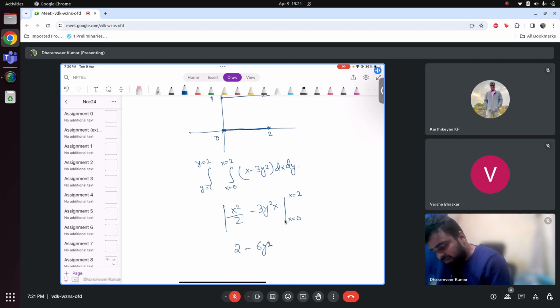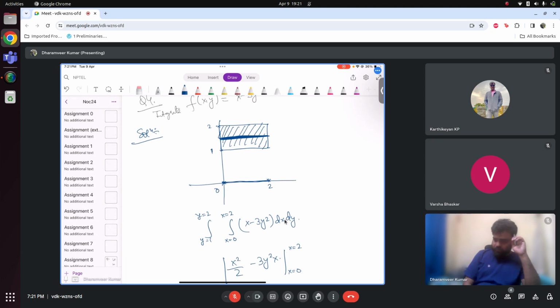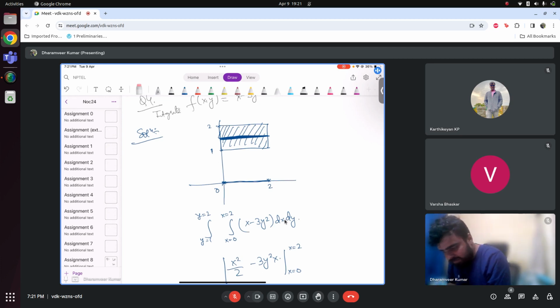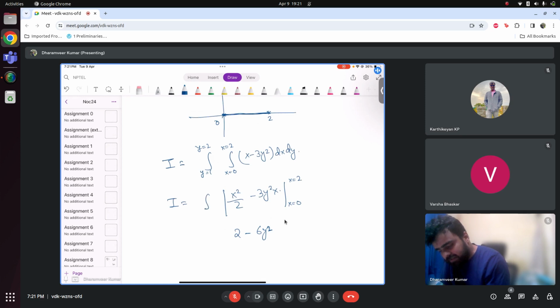So you kept y equal to constant and you integrated along this line. Okay, so for y equal to constant, you are integrating x minus something. So you're not integrating like area under the curve. It's a 2D function. On this line you have integrated. Now after this you have to integrate with respect to y.